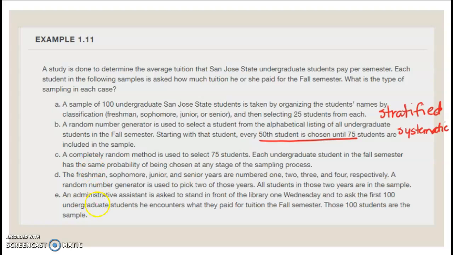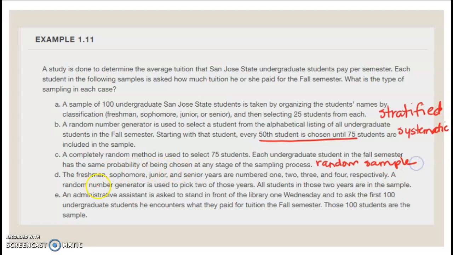A completely random method is used to select 75 students. Each undergraduate student in the fall semester has the same probability of being chosen at any stage in the process. That is definitely a random sample. They even had the definition in there. You have the equal probability.